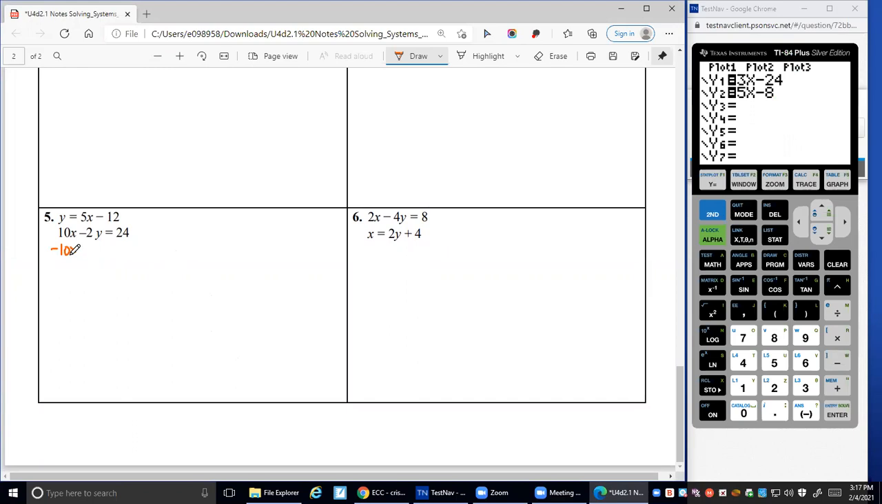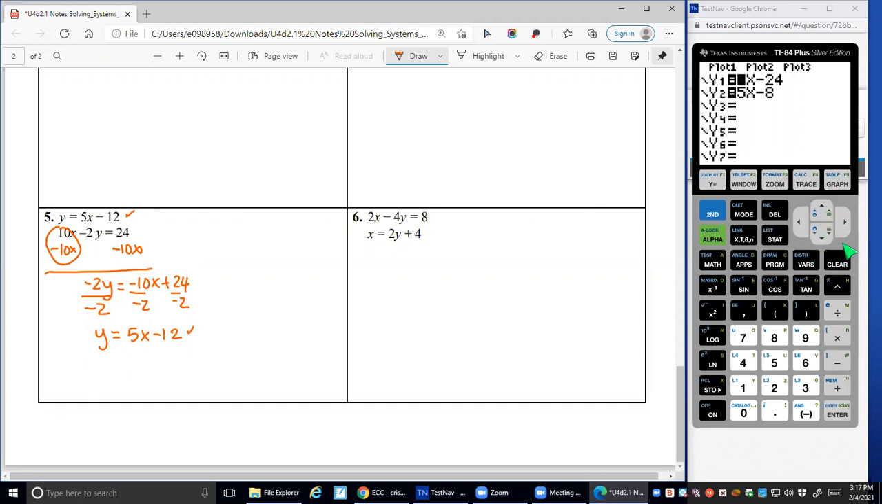If you want some practice on moving the X and dividing by the coefficient of Y, you might want to pause and see if you did it right. But basically, we're going to subtract 10X from both sides. You get negative 2Y equals negative 10X plus 24. Then you divide by negative 2, divide by negative 2, and divide by negative 2. And when you put this in your calculator, you end up with positive 5X minus 12, okay? So you have this equation, you have this equation.